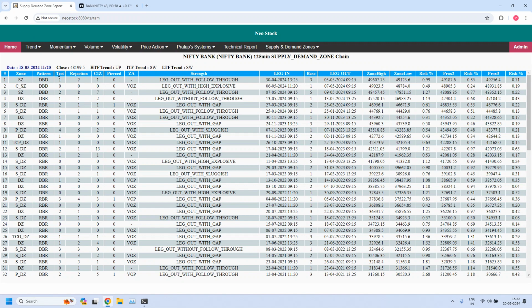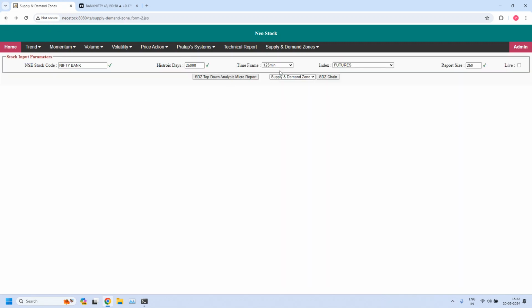So let me generate the chain for 75 minutes. But remember, look into the trend. Trend also you should focus on. 125 minutes trend is sideways. Daily trend is also sideways, because Bank Nifty is moving in a specific range for the last few weeks. This is the point you should observe. Okay, I am changing the time frame to 75 minutes and let me generate the chain.